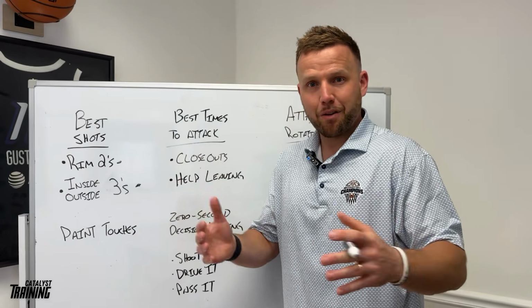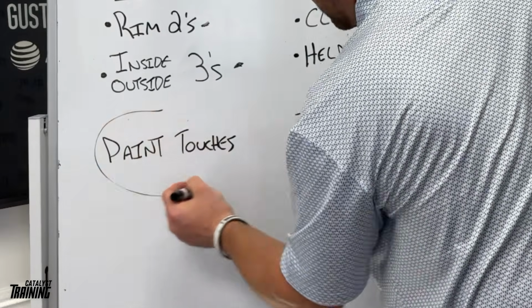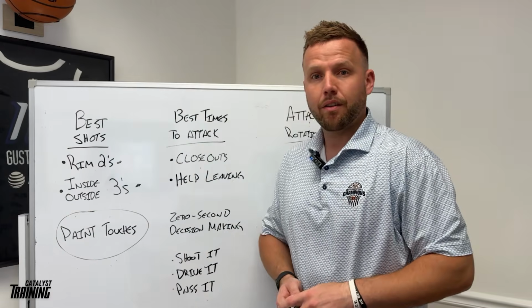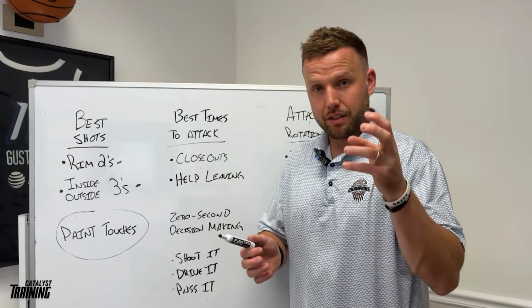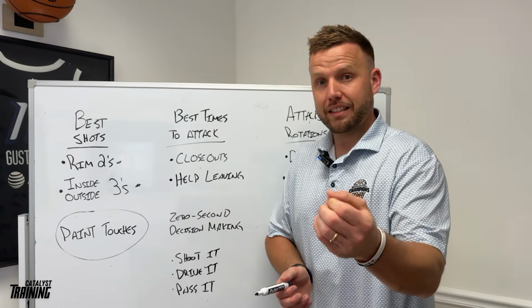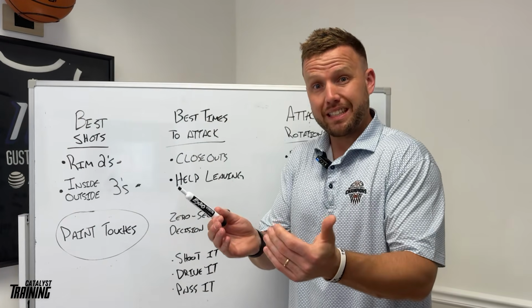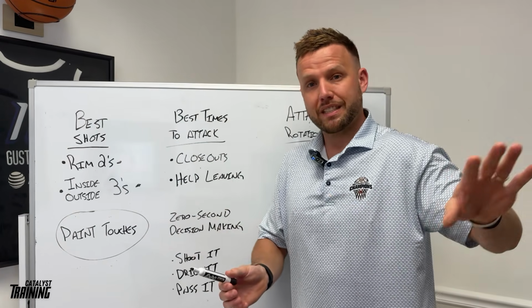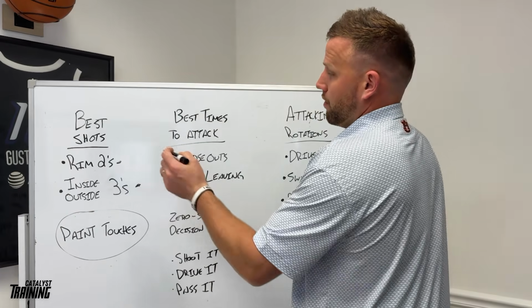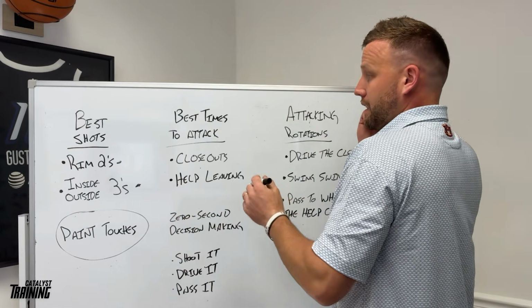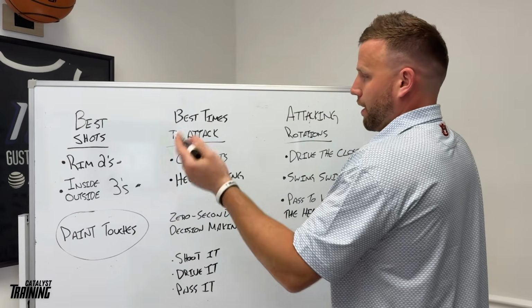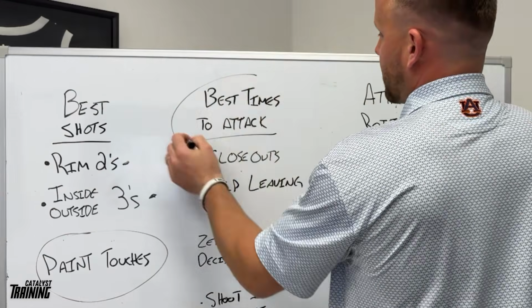That means, in order to get both of those shots, we need this, paint touches. All right, that's why we stress paint touches. If we can get the ball in the paint, we get shots at the rim, and if we don't get shots at the rim, it's because the defense has rotated over, which oftentimes leads to kickouts. So, rim twos, inside-outside threes. Now, in order to get the ball into the paint, we have to be able to attack. So let's talk about the best times to attack.